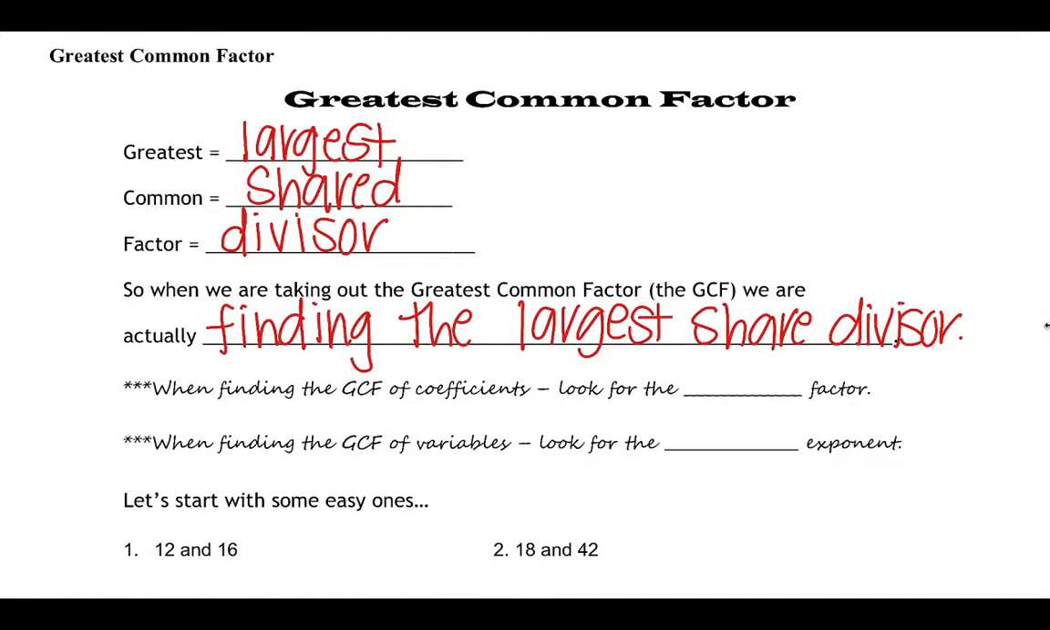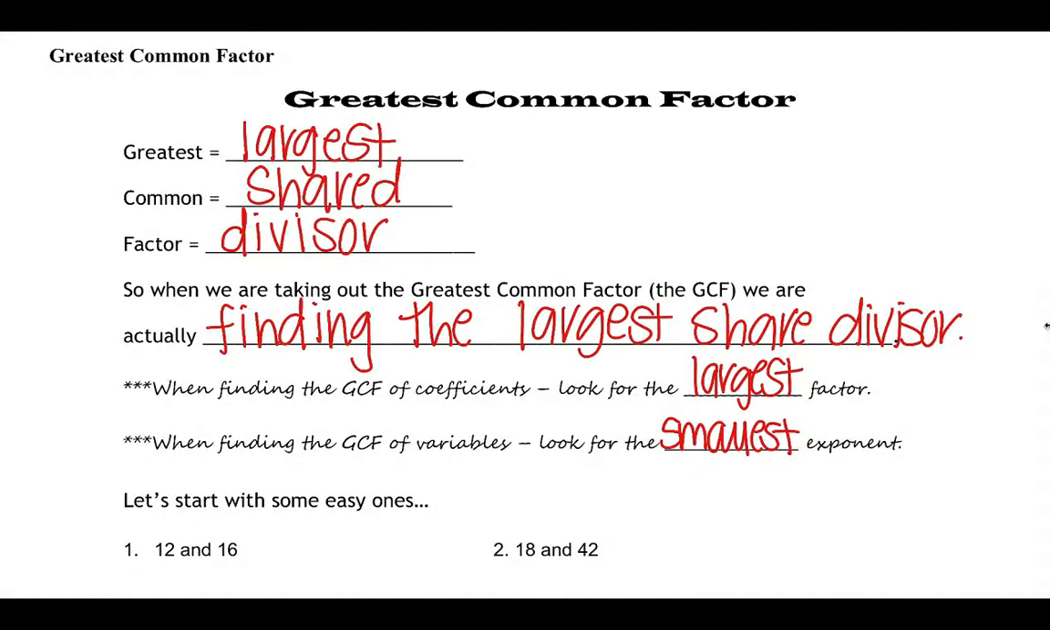So when finding the GCF of coefficients, we're looking at the numbers, you're going to look for the largest factor. So that's what we did yesterday with tree diagrams, or some of you just listed different factors. You're looking for that biggest number. Now, when you're looking at the GCF of variables, you're going to look for the smallest exponent. So I'll kind of explain that here in a second.